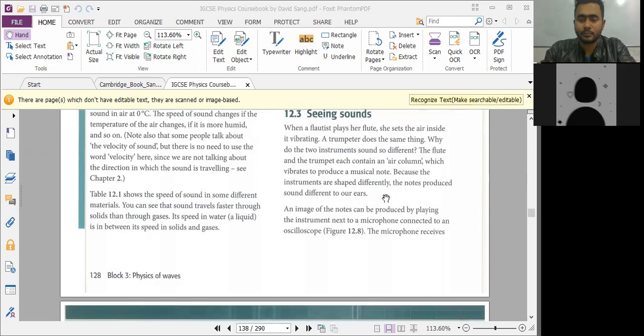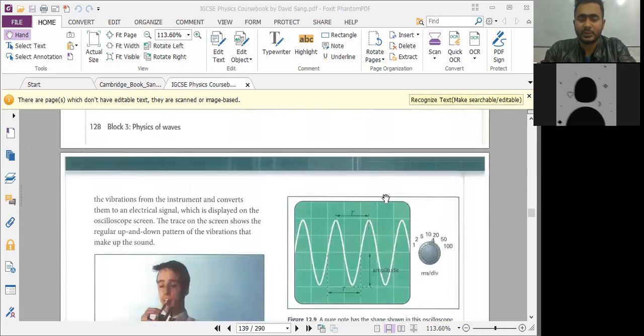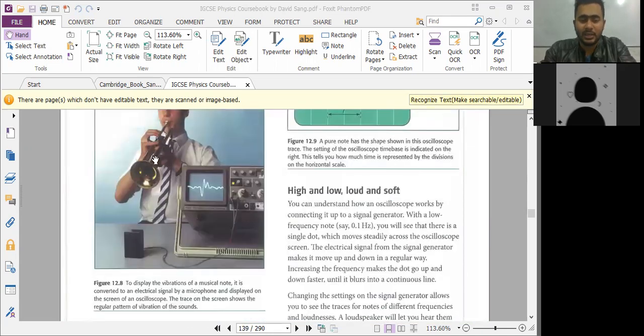Figure 12.8. Let's see how it looks. Here we can see that an oscilloscope is connected with the instrument. On this oscilloscope we see an electrical signal of the sound. It is not the sound wave; rather, we have converted the sound wave into an electrical signal, and that electrical signal looks like this.